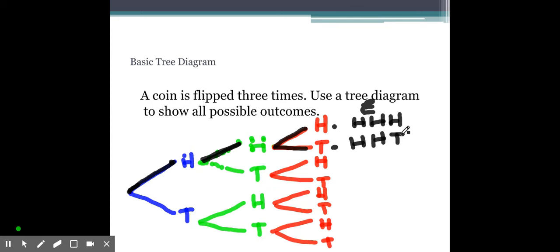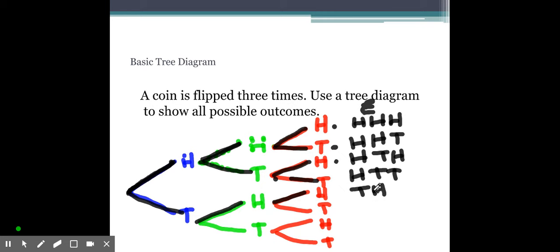And I can keep doing that. So to get to this outcome, I travelled up, travelled across, and travelled up, which is head, tail, head. And here we go, I'll finish off the last ones. Head, tail, tail, tail, head, head, tail, head, tail, tail, tail, head, tail, tail, tail.